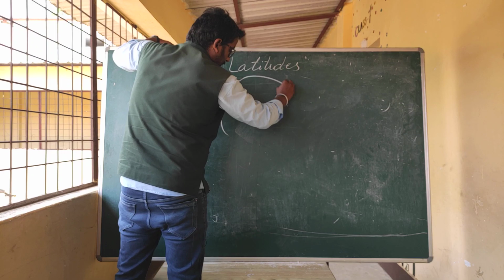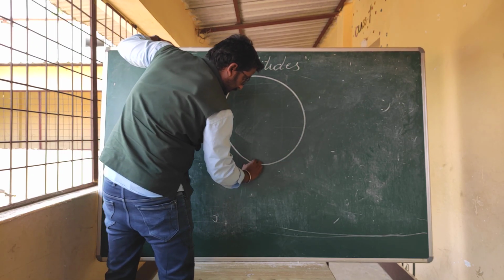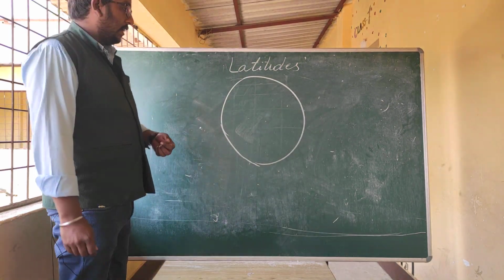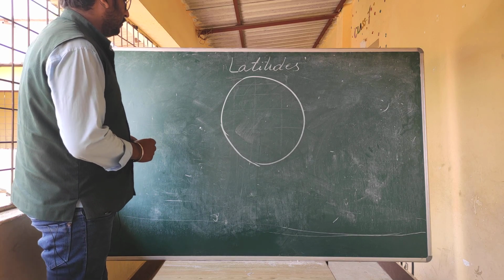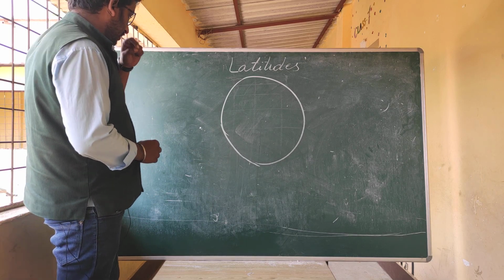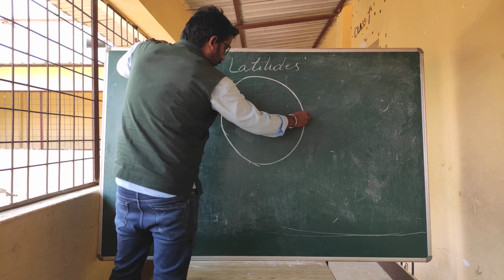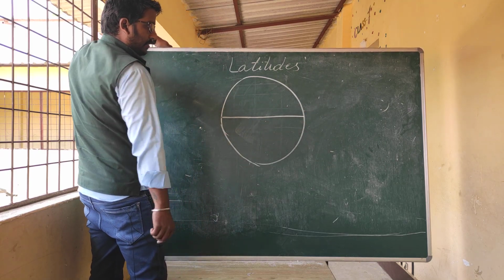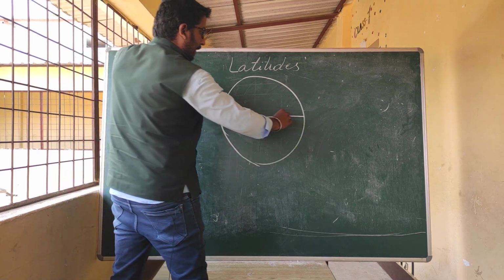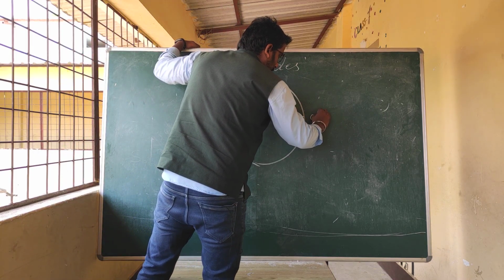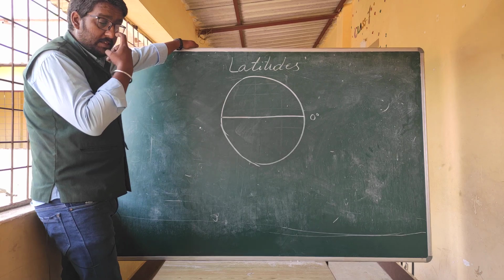Suppose this is our earth. So don't go on the circle. I'm not very good at that, so it's too shabby actually. So let us divide it into two halves and consider this one as 0. Okay, consider this as 0.